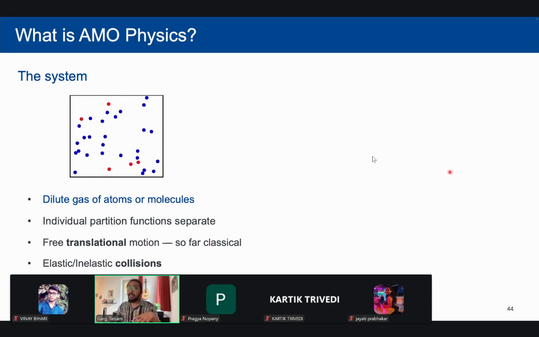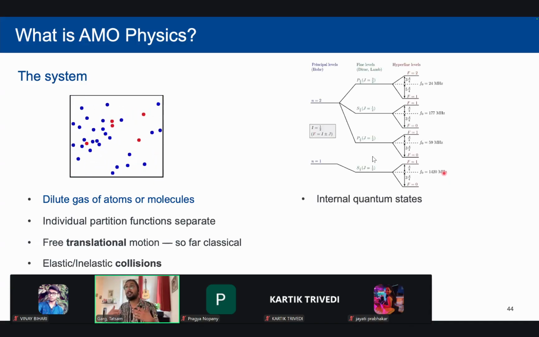In addition, every particle has this very rich internal structure, a ladder of states that we talked about, where the electrons can go. Those of you who are familiar with the hydrogen atom, think about the principal quantum numbers, the fine structure levels that you get from orbital angular momentum, or the hyperfine levels that you get from nuclear angular momentum, from nuclear spin couplings. So you've got this very rich internal structure.